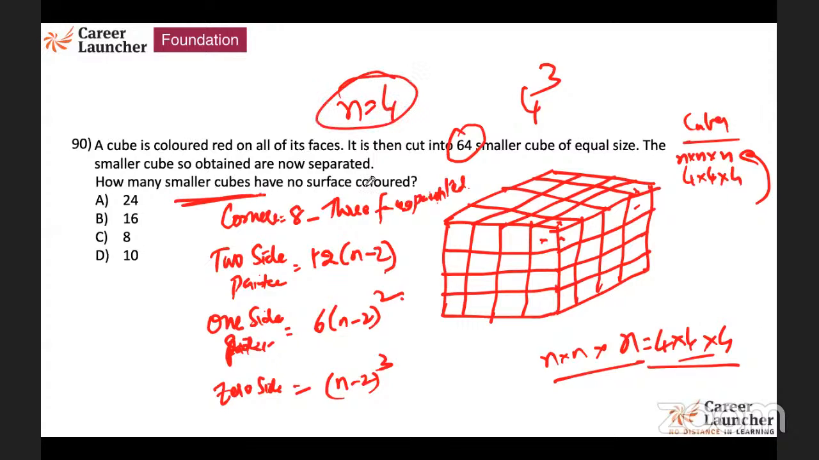How many smaller cubes have no surface colored? This is 4 minus 2, 2 cube. Hence, answer has to be 8. This particular question is a very good question. Once again, we will solve it in a normal class, where the entire story of how to get these cubes will become easier.